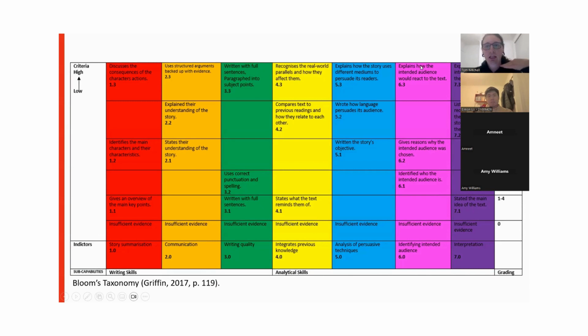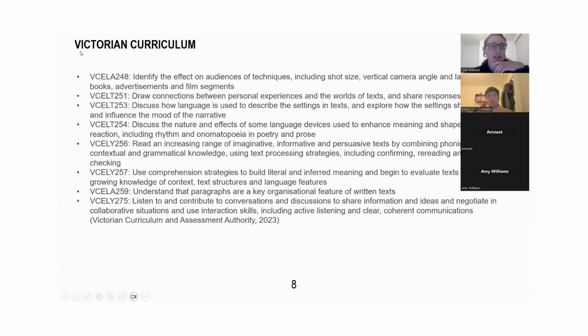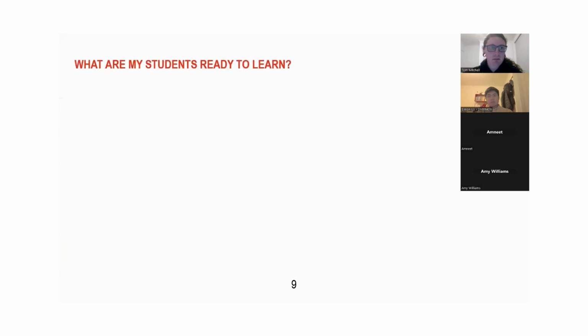So this is a rubric that is developed using Bloom's taxonomy and the score that will determine whether they acquire something or do not. This is the Victorian curriculum that matches up with what my lesson is covering. It basically covers students' reading comprehension, the analytical skills, and their ability to communicate their understanding.